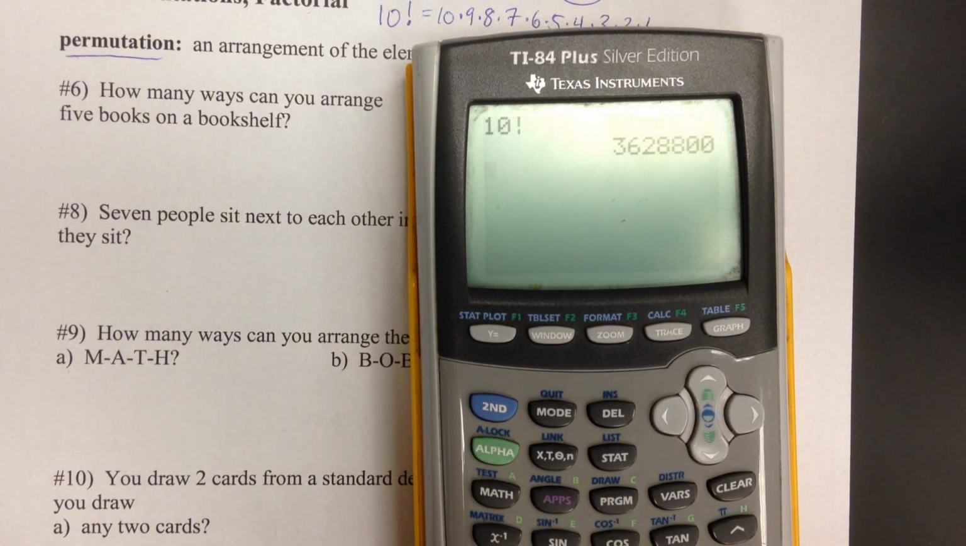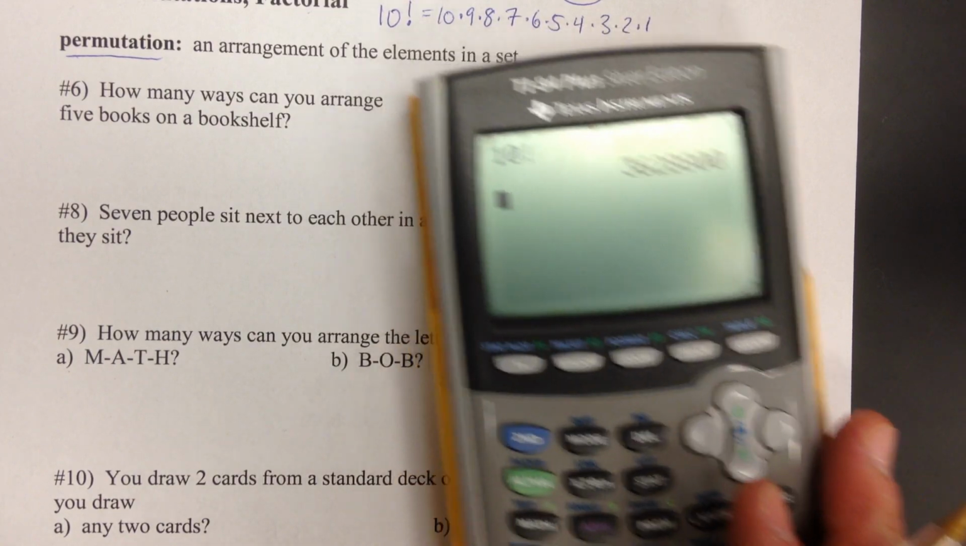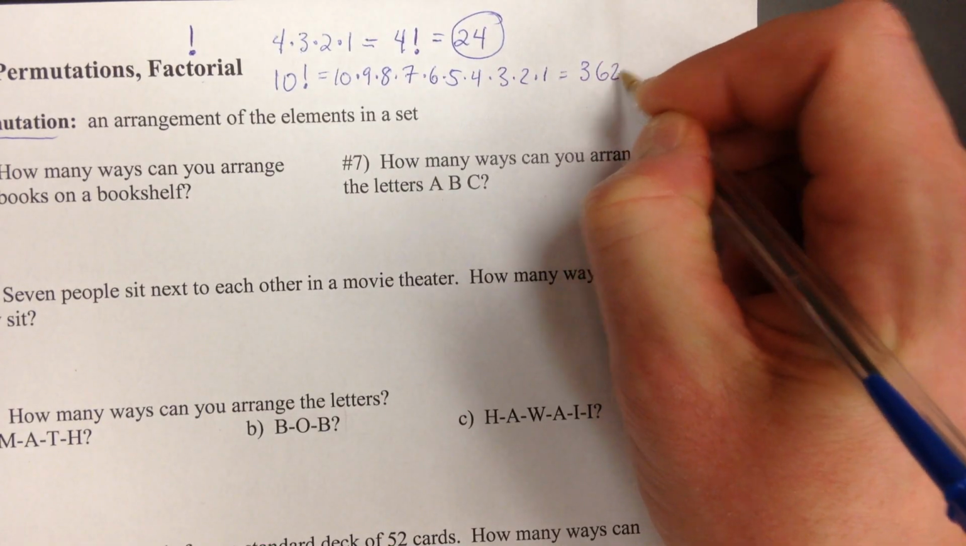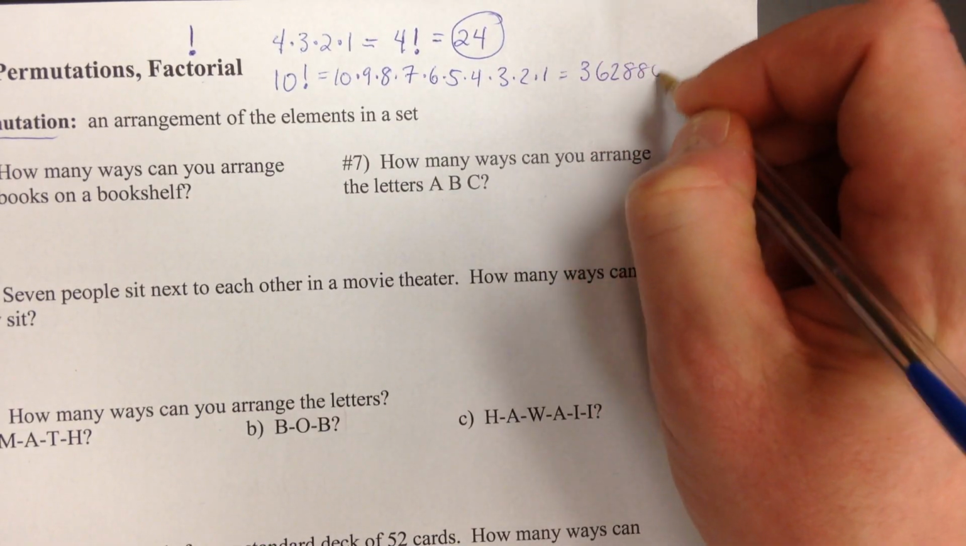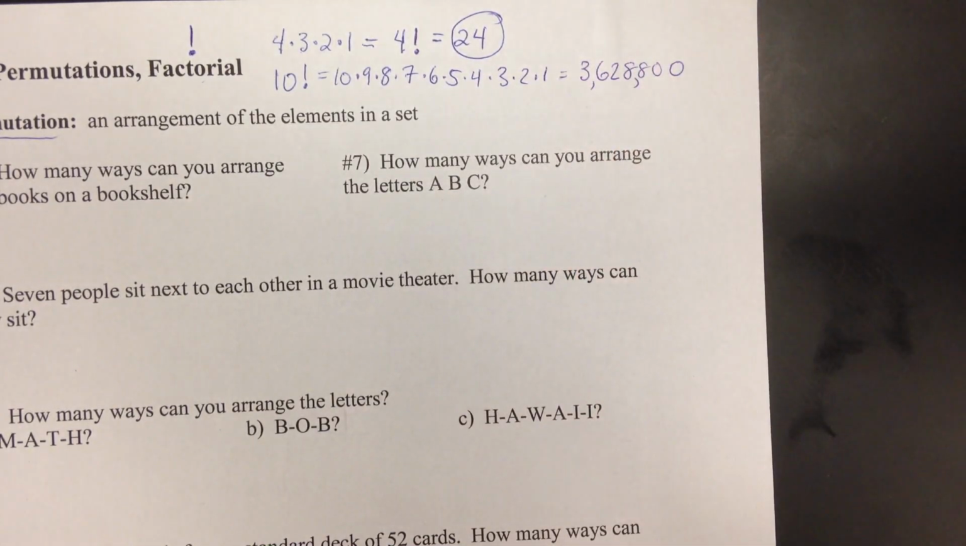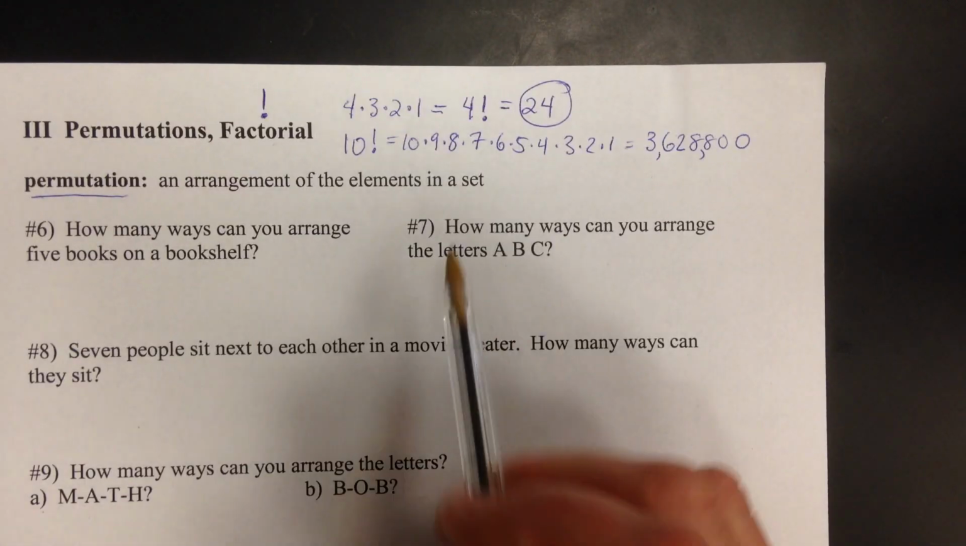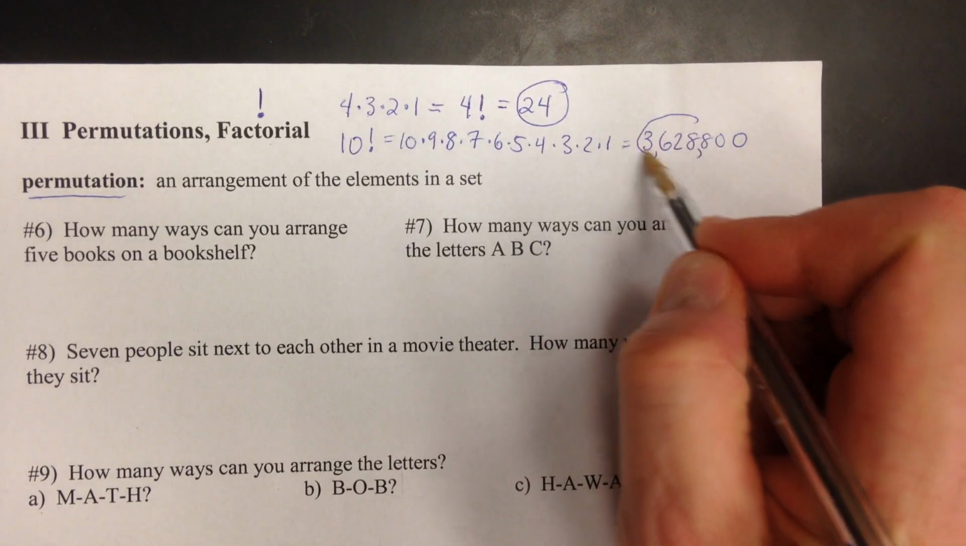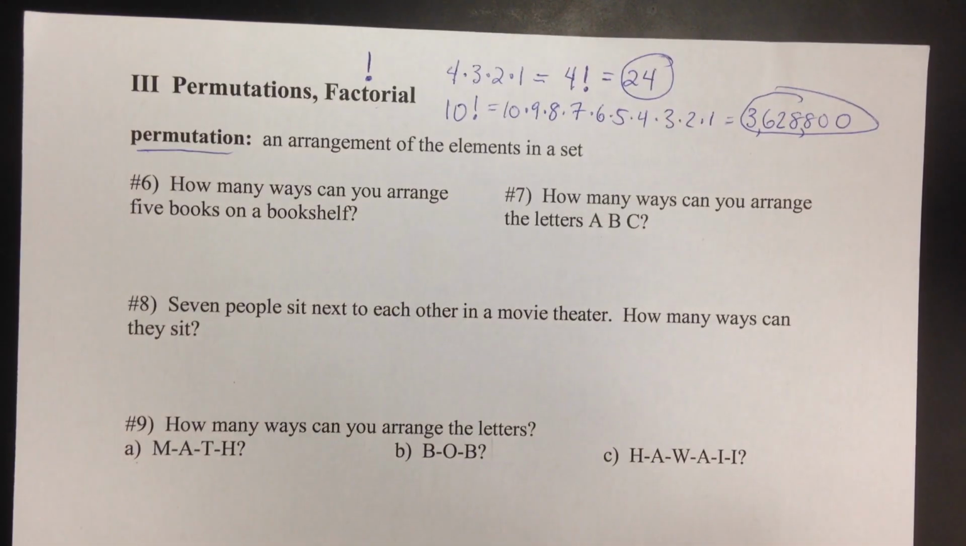10 factorial is 3,628,800. That is a huge number. 3.6 million. So what happens, factorial is going to get very big very fast. So how would we use something like this?